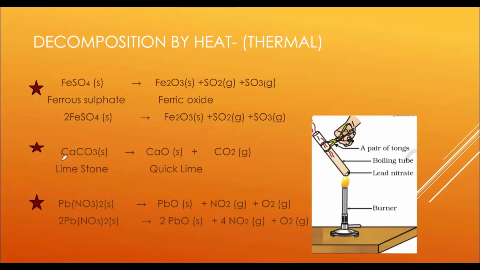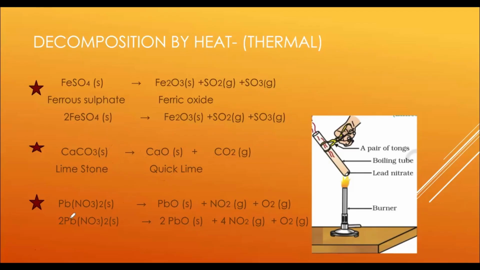Other examples of heating: calcium carbonate. When calcium carbonate is heated, it decomposes into calcium oxide and carbon dioxide gas is released. Here the single reactant breaks down into two products: calcium oxide and carbon dioxide. Calcium carbonate is also known as limestone, and the calcium oxide that is formed is known as quicklime.